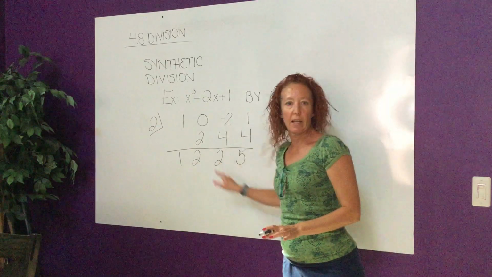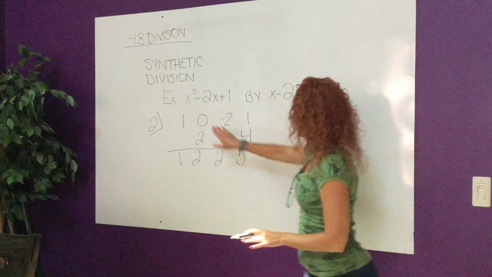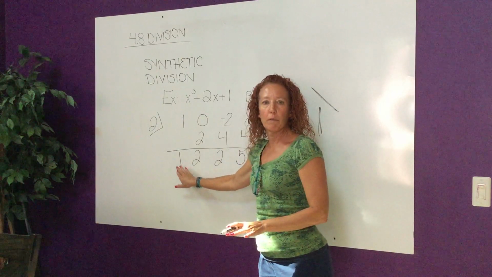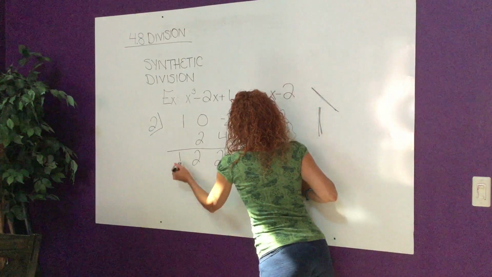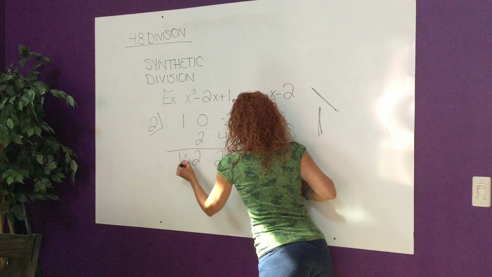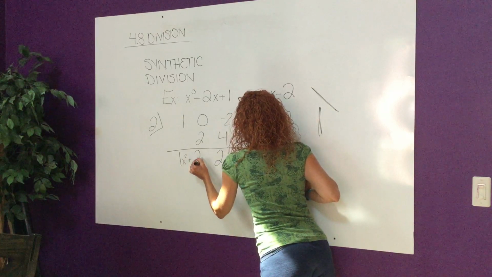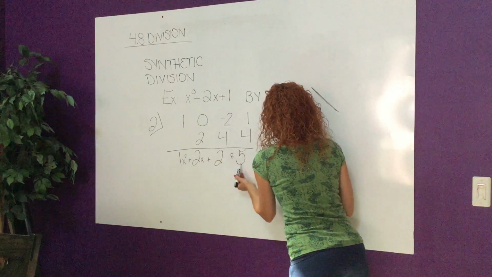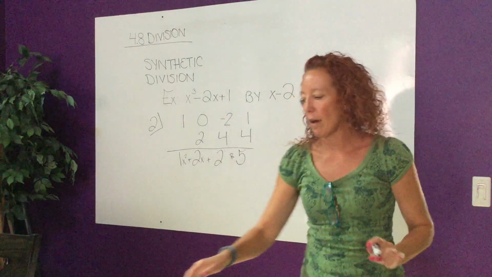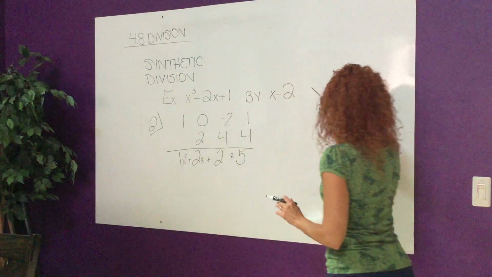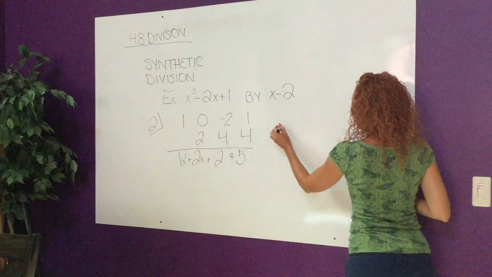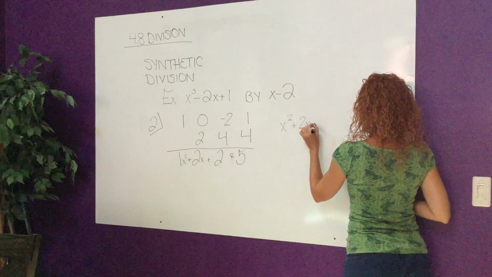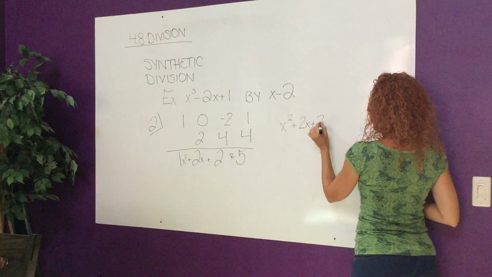We just have to interpret our answer. If this is x to the 3rd, this goes down by 1 power. So this is 1x squared plus 2x plus 2, and this is our remainder. So I'm going to show you how to write the final answer. I would write this as x squared plus 2x plus 2.